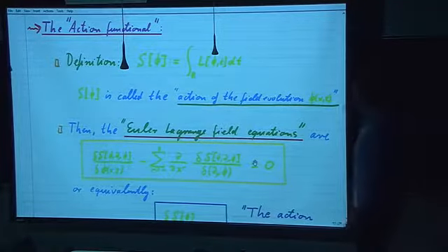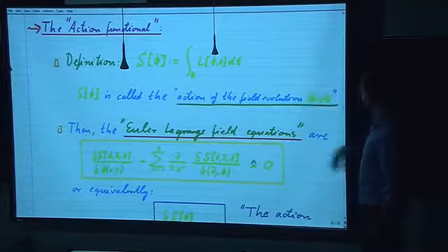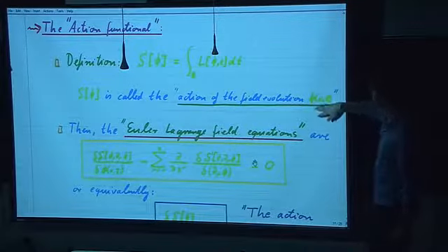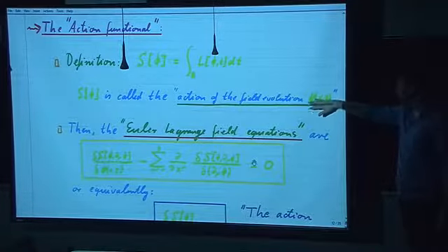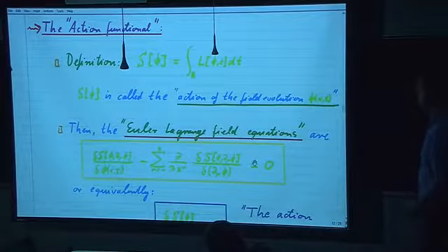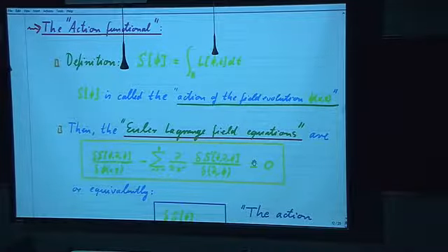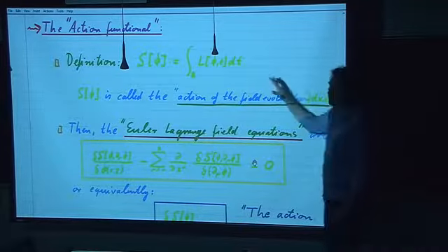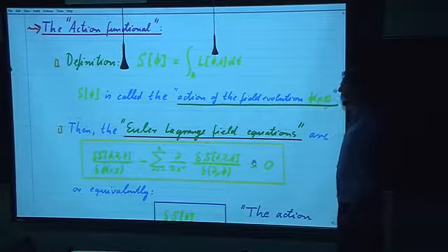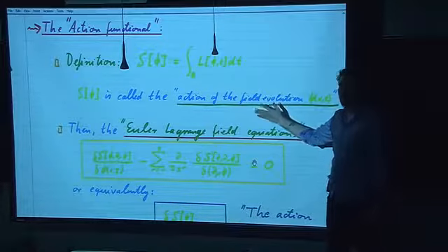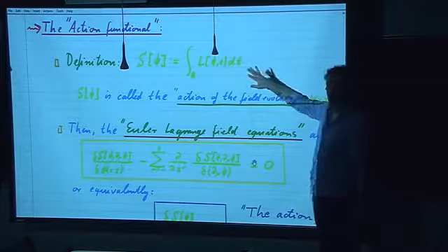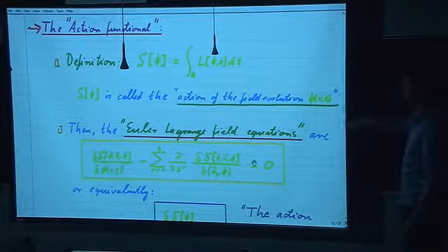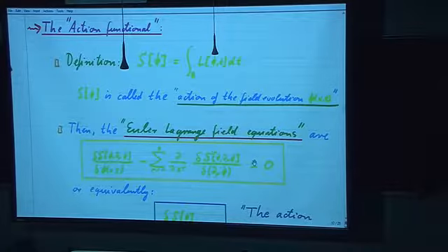Okay, so S of phi is now the action of the field evolution. You plug in not just a field, but you plug in a field evolution. Phi, not just phi of x at a fixed t, but you plug in the phi of x for all t. And then you get a number out of that. Previously, our functionals were such that you plugged in a function, a field phi, and you got a number for each t. Now you get a number, that's it. So you plug in phi of x and t, and you get one number out of that. Before, it still depended on t.